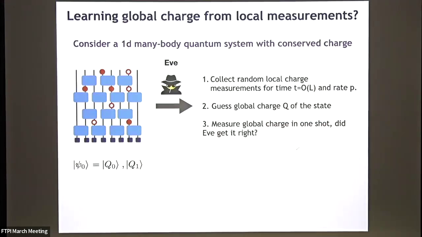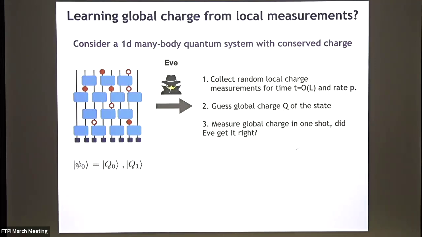Okay, so if that all sounded like quantum information mumbo jumbo, the rest of this talk is going to try to give you a very concrete example of what I mean. That will be in some way almost a bit classical, and maybe more intriguing. So the question I'm going to ask is whether you can learn the global charge of a system from making local measurements. Okay, so what do I mean by this?